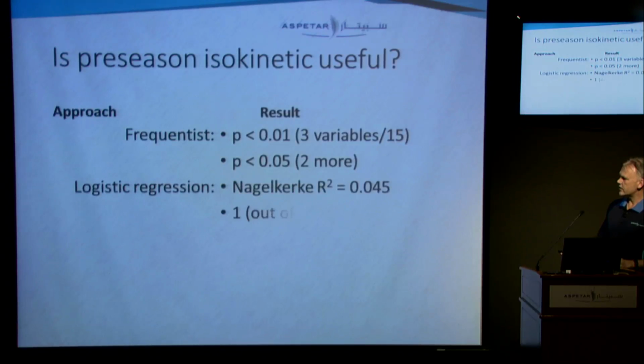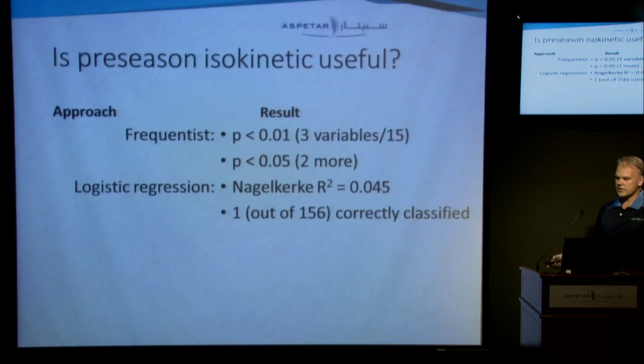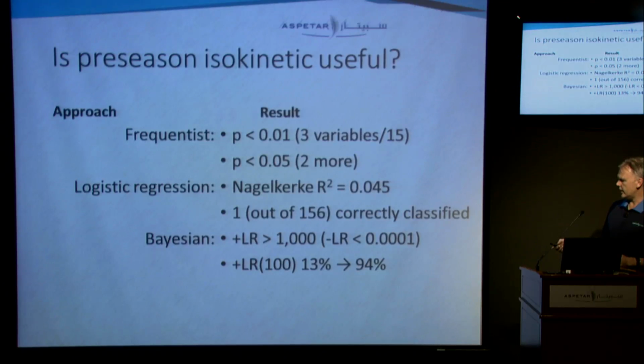If I use logistic regression though, to walk you through this, if we say that there are 156 injuries and we just pretend nobody's going to get injured, and you use a logistic regression, I would only correctly classify one of those injuries. So basically I could say it's completely useless. If I use a Bayesian approach, I'm going to end up with likelihood ratios in excess of 1,000. And to give you a bit of an idea, a likelihood ratio of 100 would take our likelihood from 13% up to 90%.